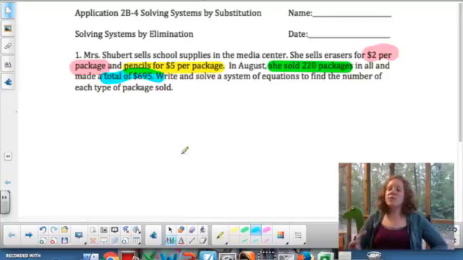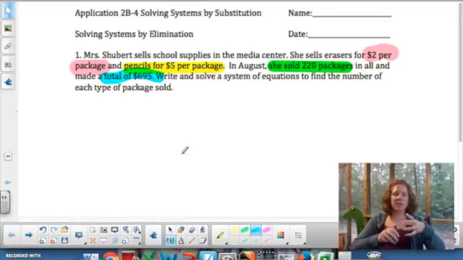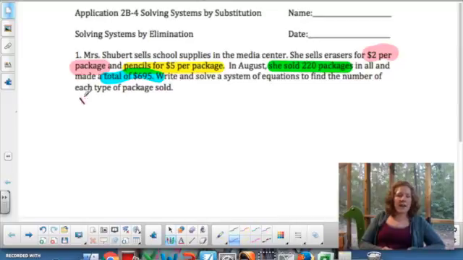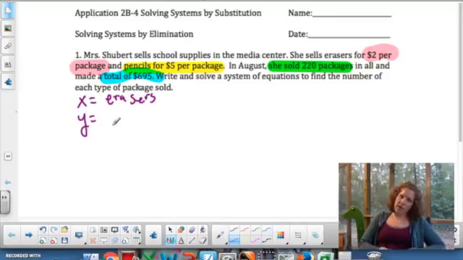So I'll tell you, most of the time when you're writing a system of equations and there's money involved, usually you're going to have one equation that just deals with how many total items were sold and another equation that deals with the money. And then you solve from there. So let's go ahead and define our variables. We're just going to say x is equal to one thing, y is equal to another. In this case, let's say erasers are x and pencils, expensive pencils, are y.